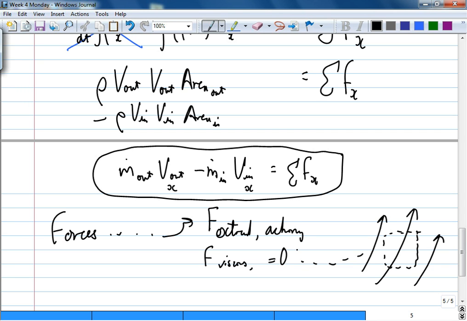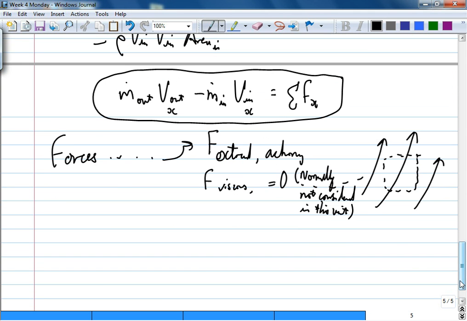This is more advanced stuff. Normally not considered in this unit. Then the other ones which we do consider are pressure and F gravity. Pressure, I'll teach you how to work that out. We will do that soon.